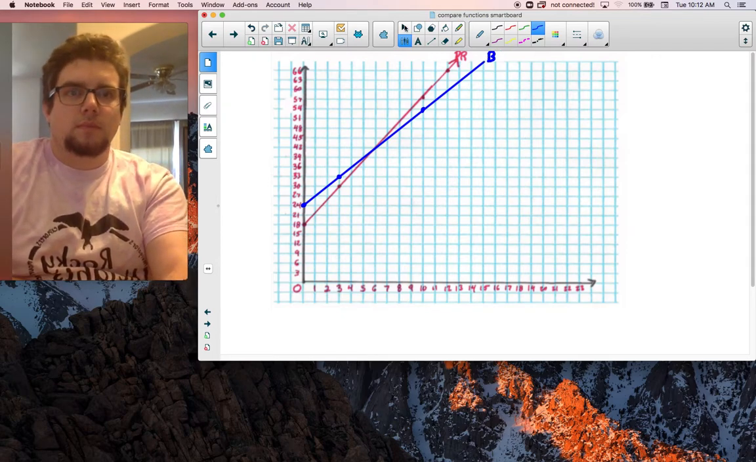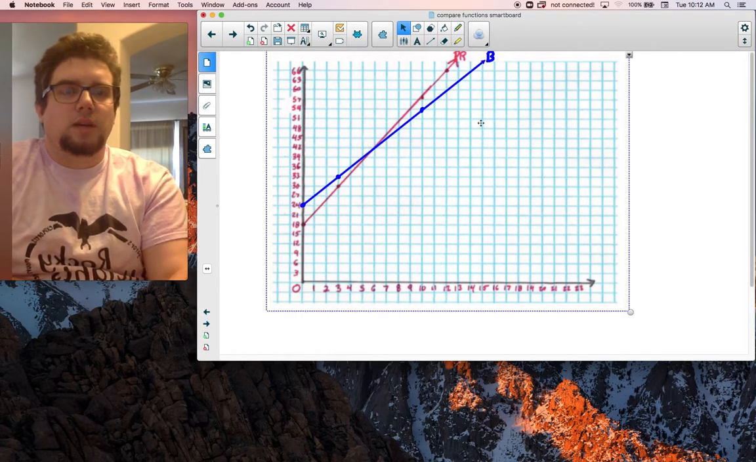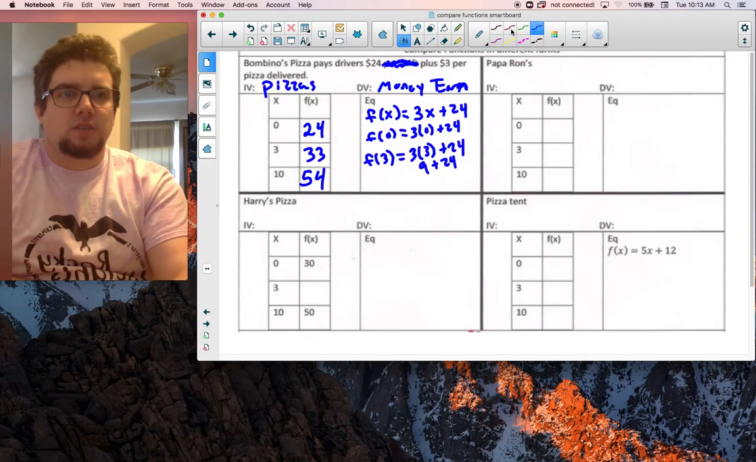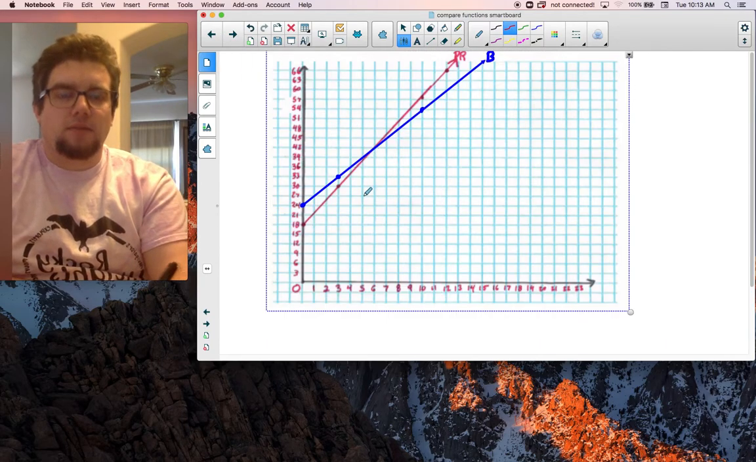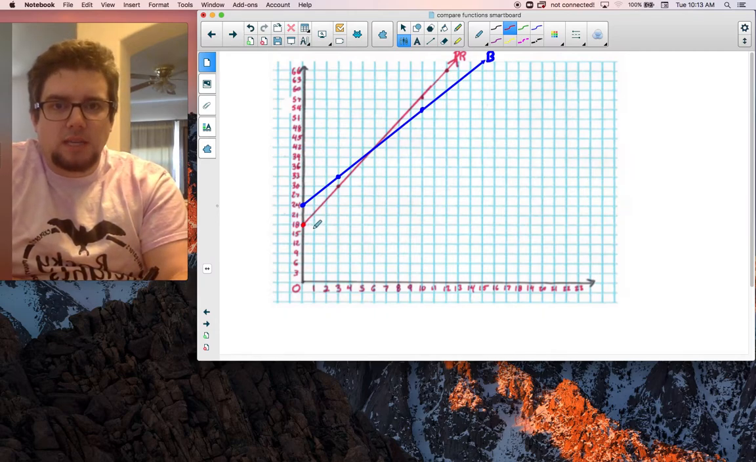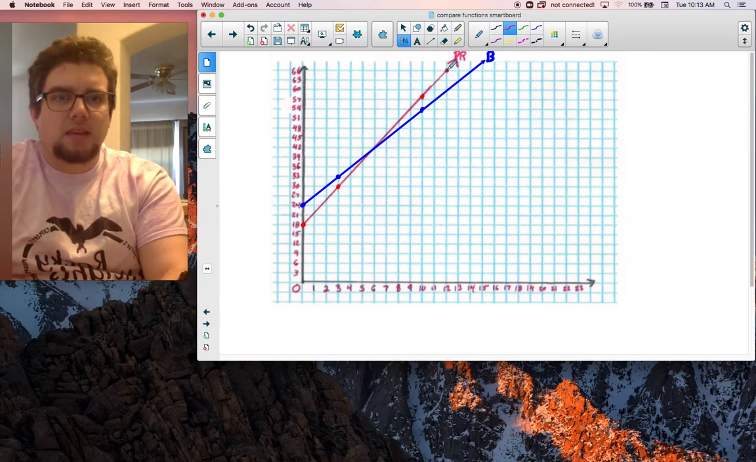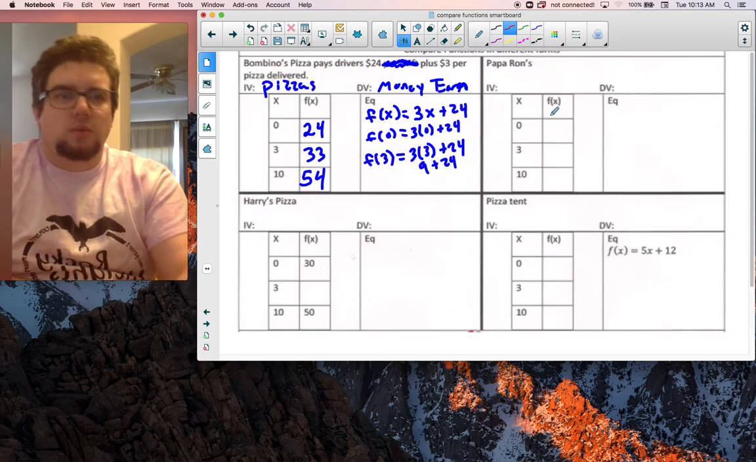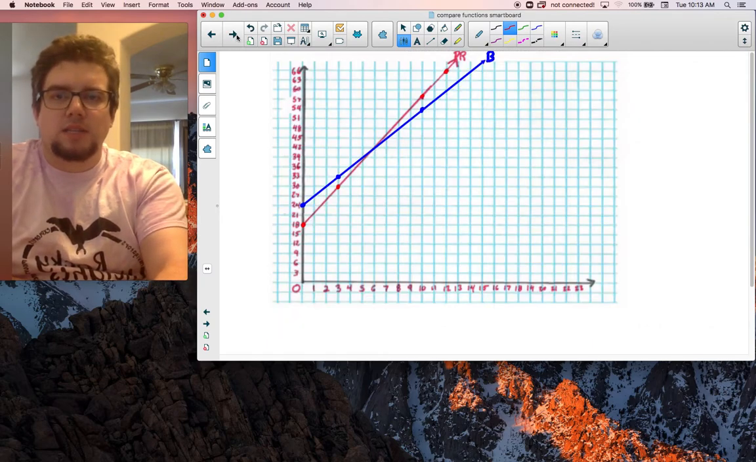So now let's convert the rest of these as well. So let's do Papa Ron's next because it's just to the right. So Papa Ron's, all the information given to us is already in the graph. So it looks like we have 0, 18, 3, 30. This looks to be just above 57, so maybe 58, and then 12, 66. So we've got 0, 18, 3, what did I say, 36?